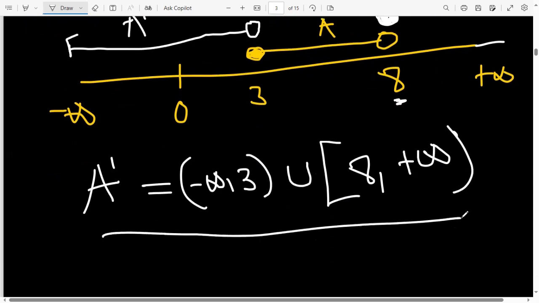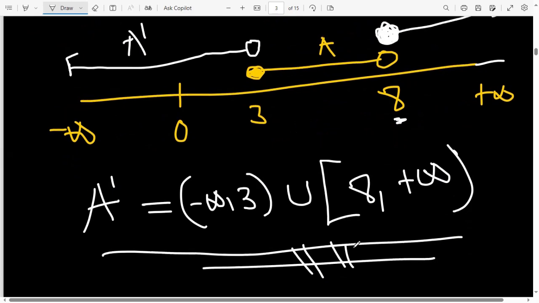So this one here is our A complement. So we have the one on the right and the one on the left, and then we are putting them together. That will give us our A complement. Okay, so any questions there, guys?